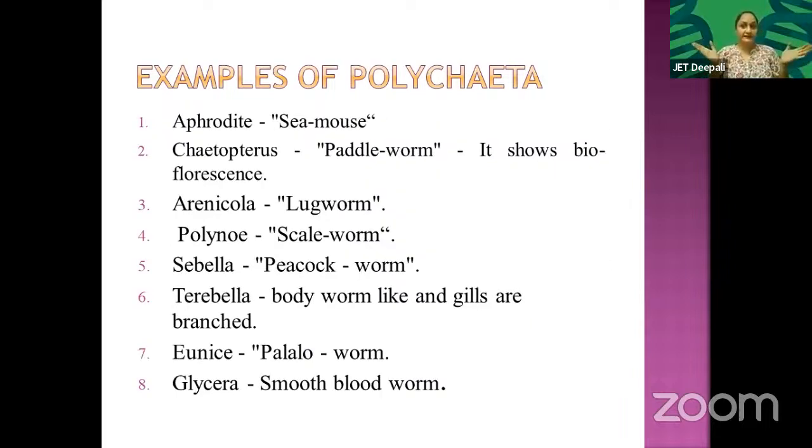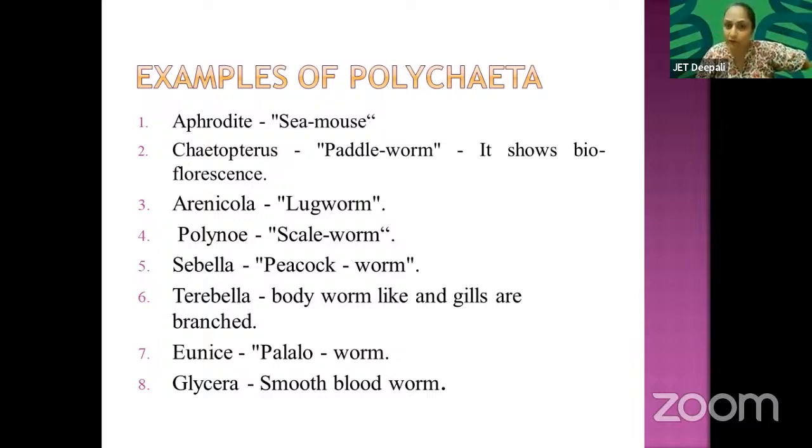Examples of polychaetes. These are the main examples. Aphrodite. Always the common names of these organisms are important. What is sea mouse? They can ask a question. You should know Aphrodite is the sea mouse. Chaetopterus, parchment worm. It shows bioluminescence. Arenicola, lugworm. Lug means they are found under the logs of wood. Tree woods are cut and kept somewhere, and they hide themselves under the logs. That's why they are called lugworms.